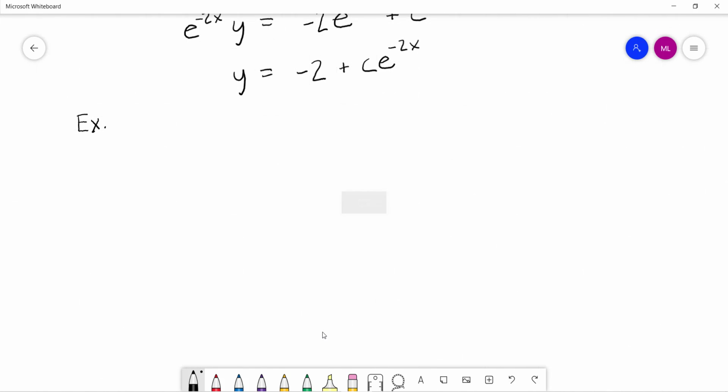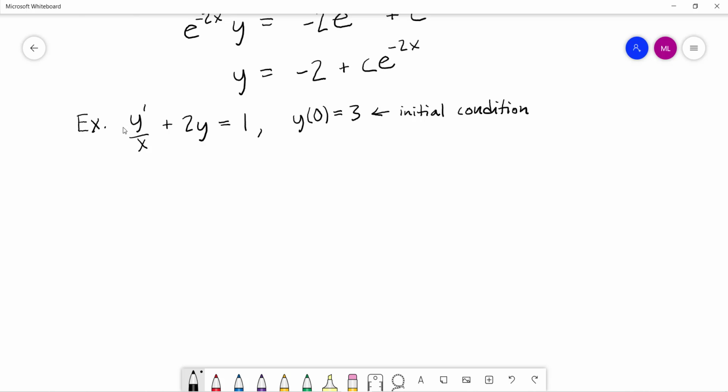For this one, I'm going to move to prime notation instead of always using Leibniz notation. I'm going to write y prime over x plus 2y equals 1 with an initial condition of y of 0 equals 3. So this right here, this is our initial condition. It tells us the value of the function when x is 0. The y value is 3.